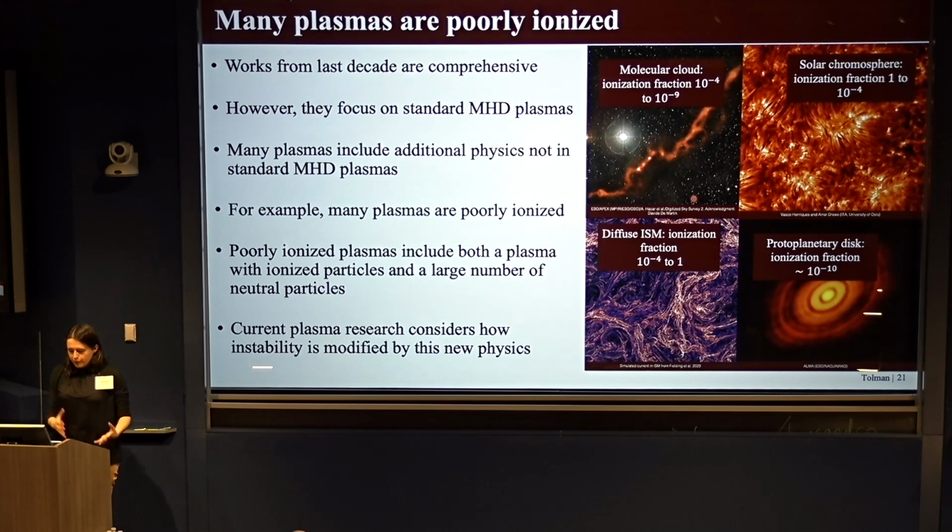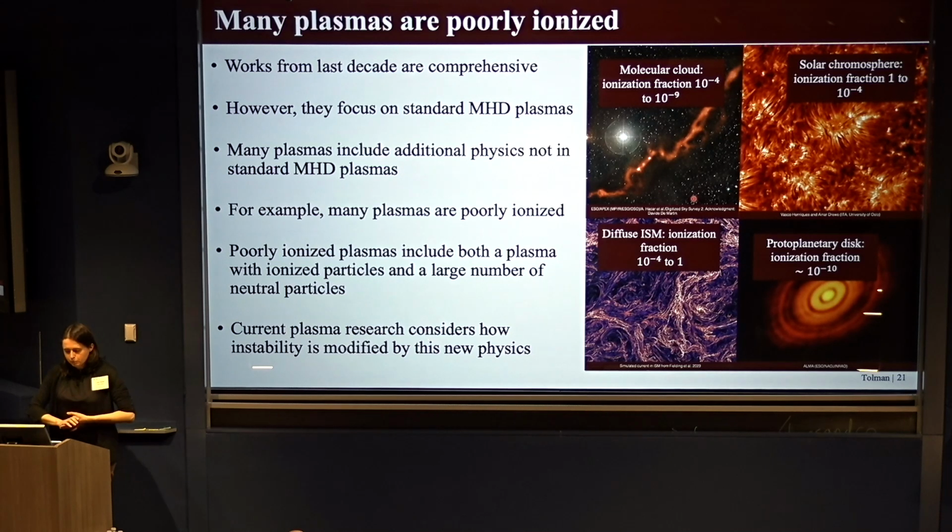So plasma physicists discussed this instability quite a lot in the last decade, and they did a very comprehensive job of it. However, this discussion focused on standard MHD plasmas, and many plasmas include additional physics, which is not in standard MHD plasmas. For example, many plasmas are poorly ionized. So poorly ionized plasmas include a plasma with ionized particles and also a large number of neutral particles that are interacting with the plasma.